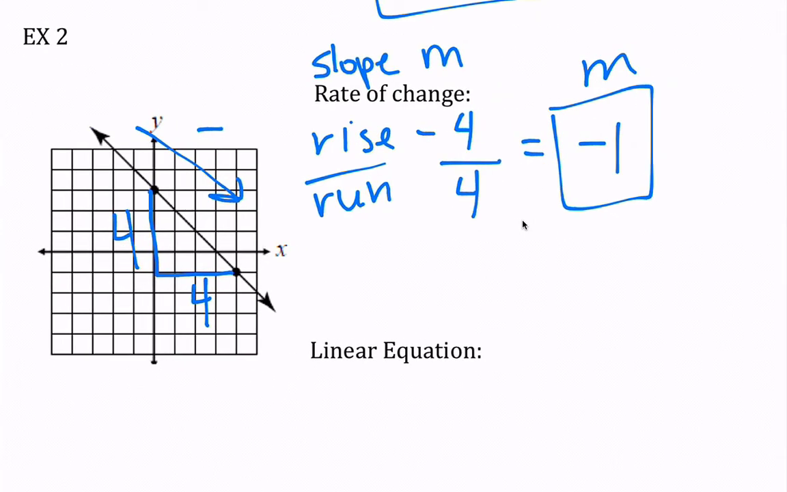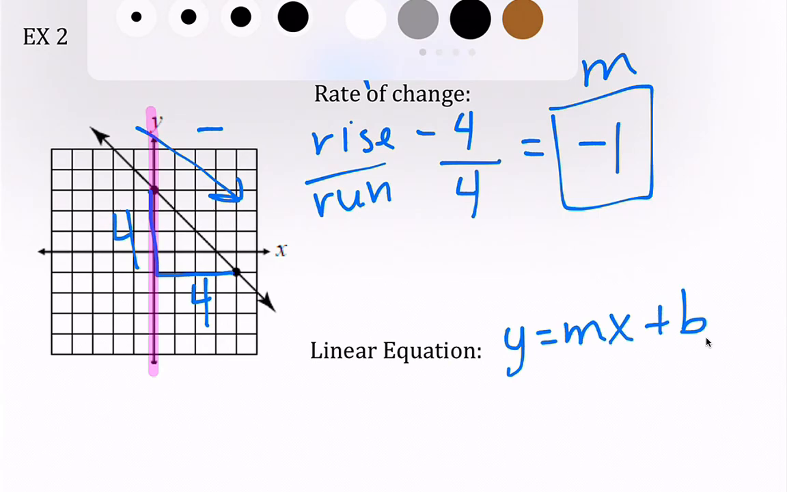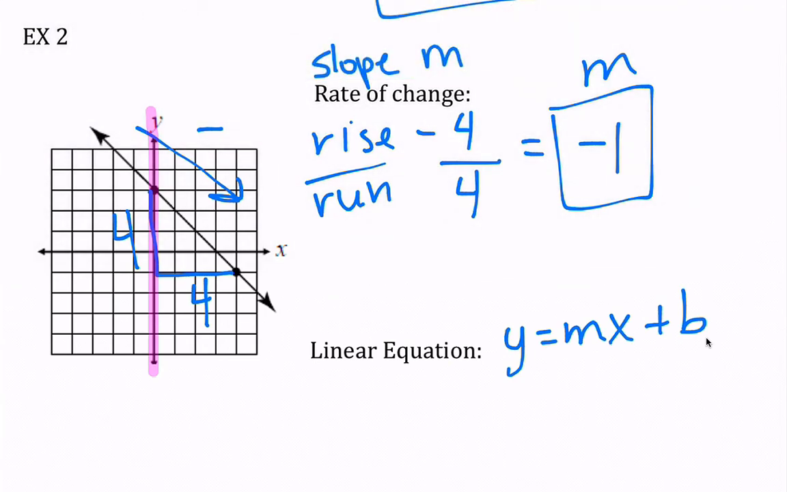So to write a linear equation, it's y equals mx plus b. Well, we know that m is negative 1, but we still need to find b. Remember, that's your y-intercept, so you have to look at where does it cross the y-axis. I'll use a different color so it doesn't get confusing. I see that it crosses the y-axis right here.